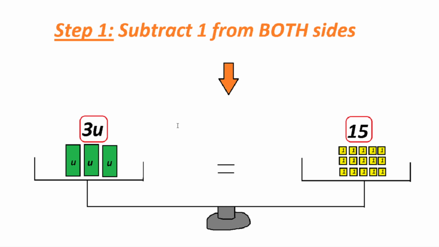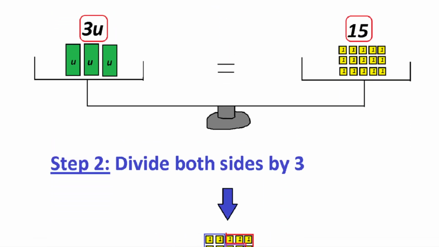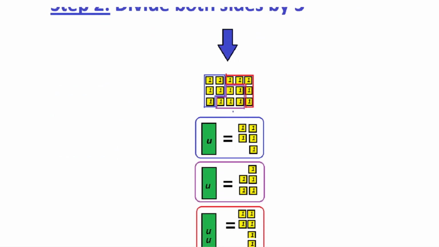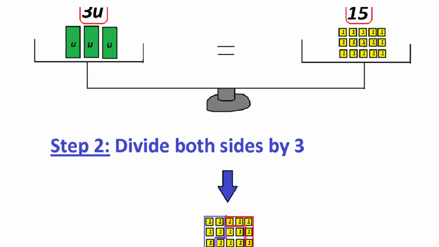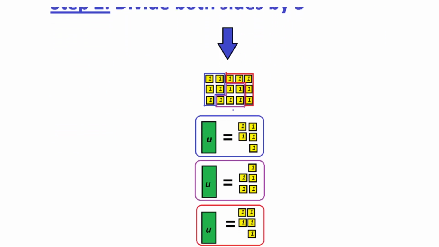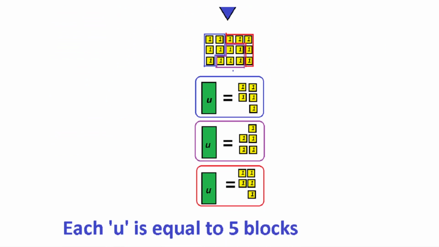But how does this work with the blocks? Let's think about it a little bit. We're dividing these 15 blocks into 3 groups. We're trying to split these blocks up so that there's an equal amount in each one of these. So you can see, I just took that 15 from up here and put that down here.